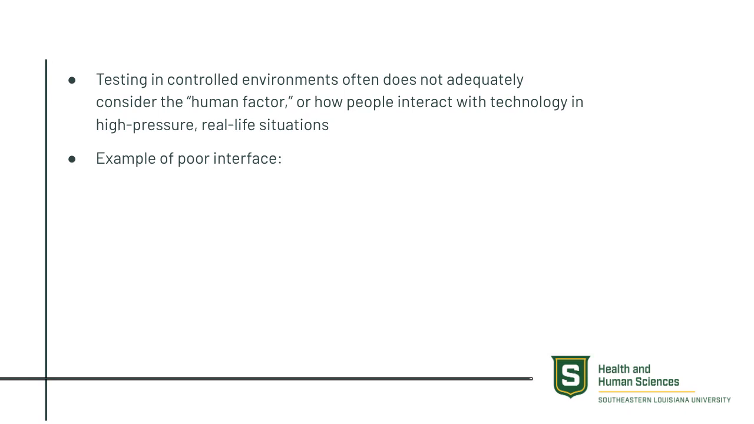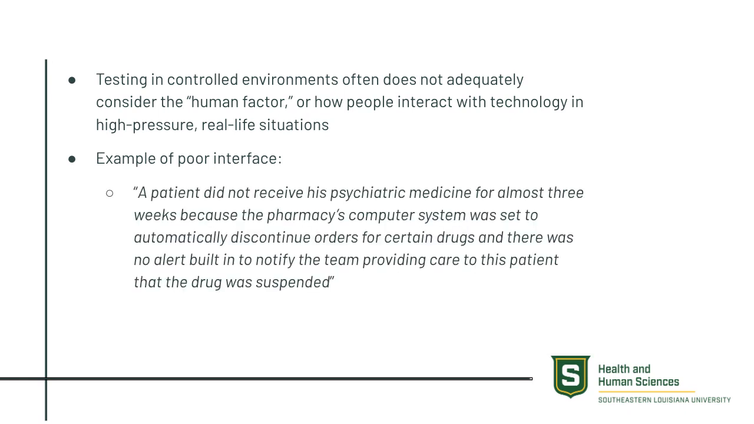An example of a poor interface would be a case where a patient received psychiatric medicine almost two weeks after they were supposed to receive it. The reason was that the pharmacist's computer had been designed so that it can automatically discontinue an order of a certain drug. However, it wasn't built to notify the patient's care team that this had happened. So the patient thought, okay, I'm no longer receiving this medication, that means I have reached wherever I was meant to reach.